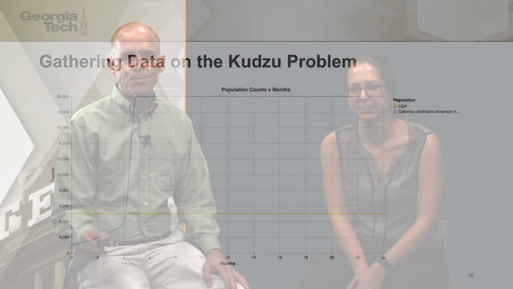In the first segment, we talked a little bit about the kudzu problem. In this one, we'll learn about how the VERA tool could be used to better understand it. Yeah, I think we've used VERA to take a closer look at the impact of kudzu on the American hornbeam.